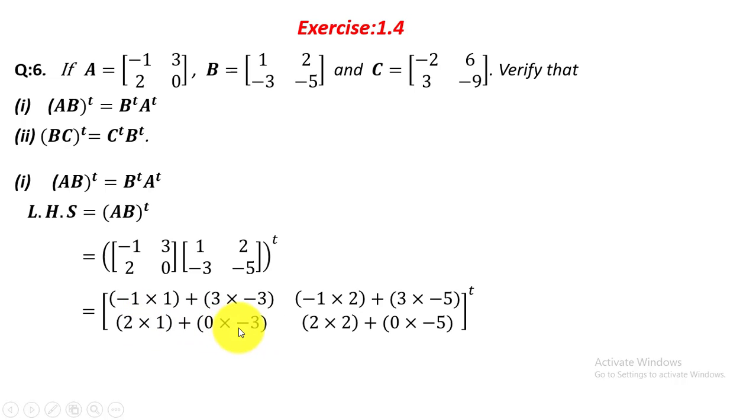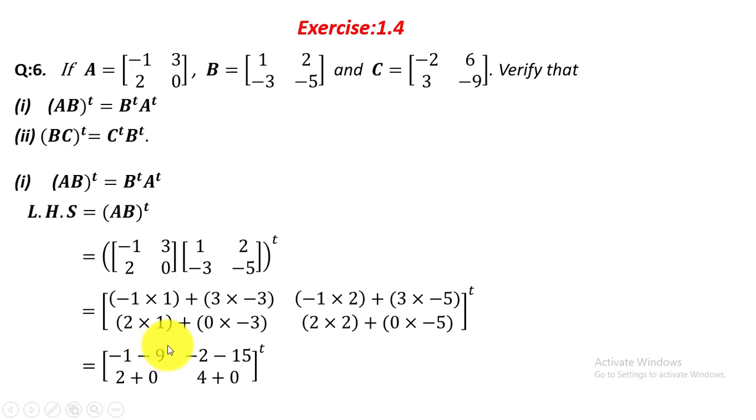The bottom left entry is obtained by the product of the second row times the first column, 2 times 1 plus 0 times -3. The bottom right entry is obtained by the product of the second row times the second column, 2 times 2 plus 0 times -5.